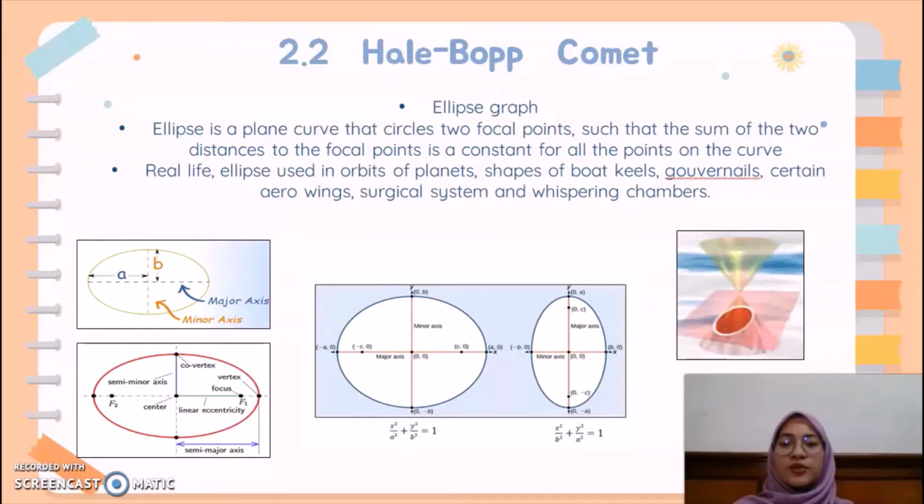The value of a squared will always be greater than b squared, and also the focus and vertex only lie on the major axis. For the ellipse, we can also get the ellipse shape from the conic sections when we cut the cone or slice the cone with a plane.